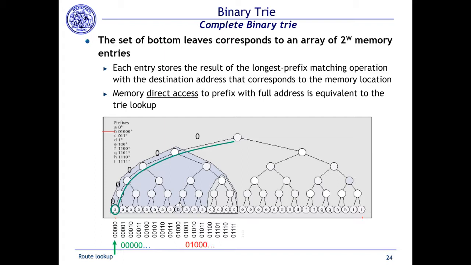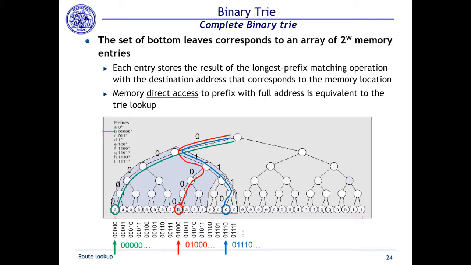This is another example, 0, 1, 0, 0, 0. This is the path, and this is the result that you find with the direct memory access, using these first bits as an address to look into the memory. This is another example, and so on. Okay.